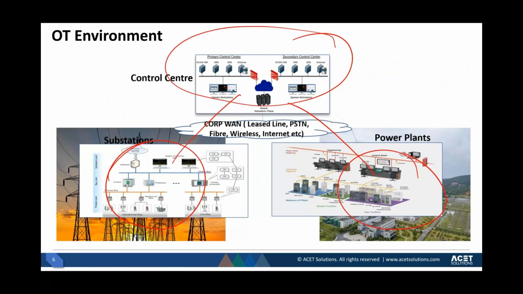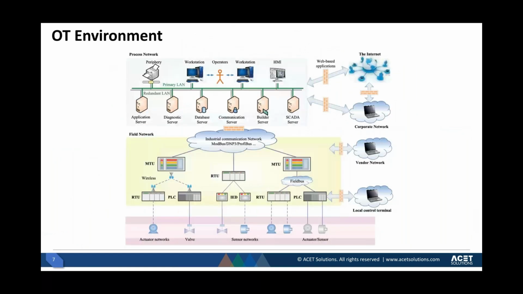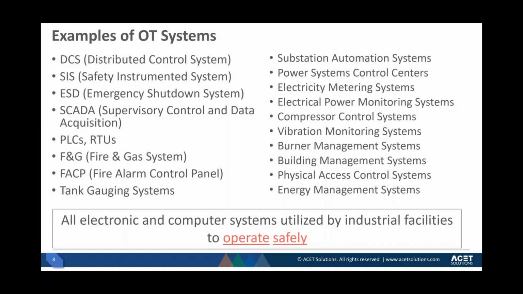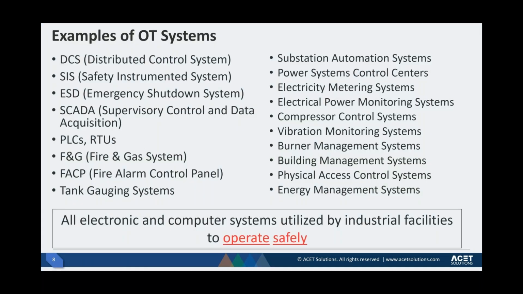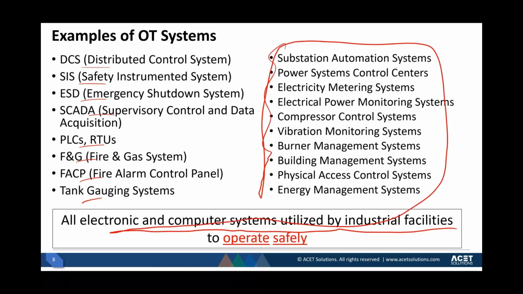So I'm not going to spend a lot of time on this, but these are some examples of an OT environment. If you missed that part, I'm sure you'll recognize some of these keywords: DCS, safety instrumented system, ESD system, SCADA, PLC, RTU. If you recognize any of these terms, then you understand what OT systems are. These are basically electronic computer systems that are utilized by industrial facilities to operate safely.